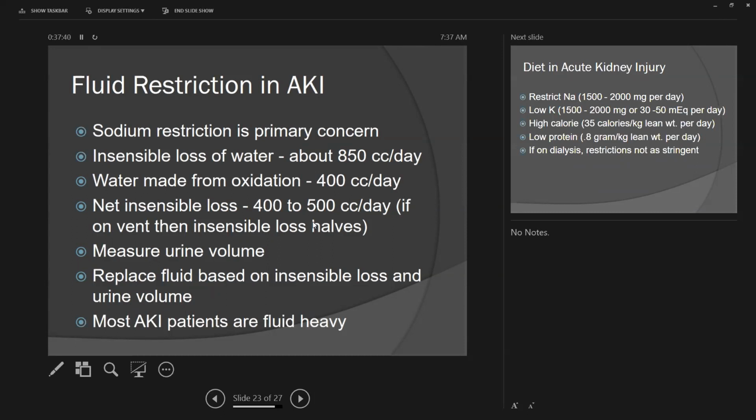And if they're on a ventilator, it's half of that, because they're getting a lot of fluid back from the ventilator. They're not losing insensible water through their lungs.